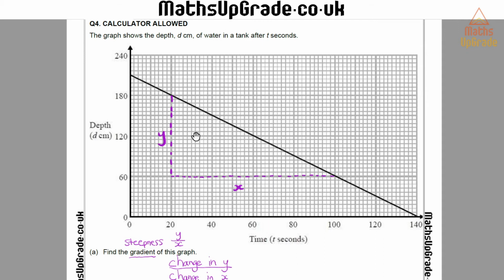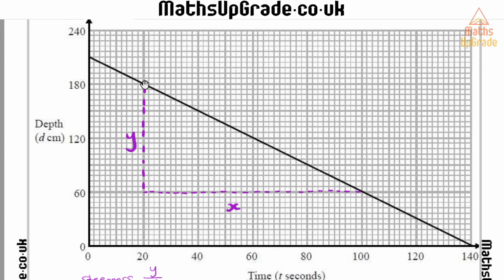The reason I've chosen these 2 points here is this point here I can easily read off the value of 180 and 20, and at this point here I can easily read off the value of 60 and 100. But you can draw this right angle triangle anywhere you want. It can be as big or as small as you want. I've just made it easy for myself to read off the values.